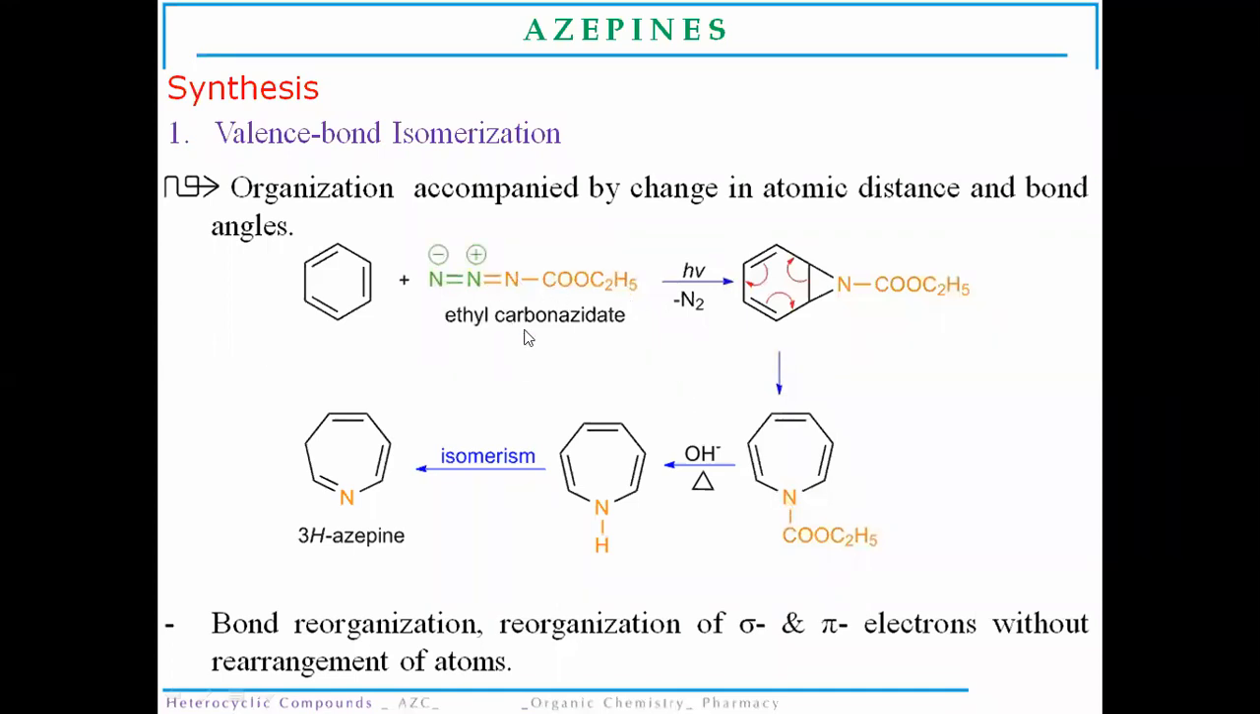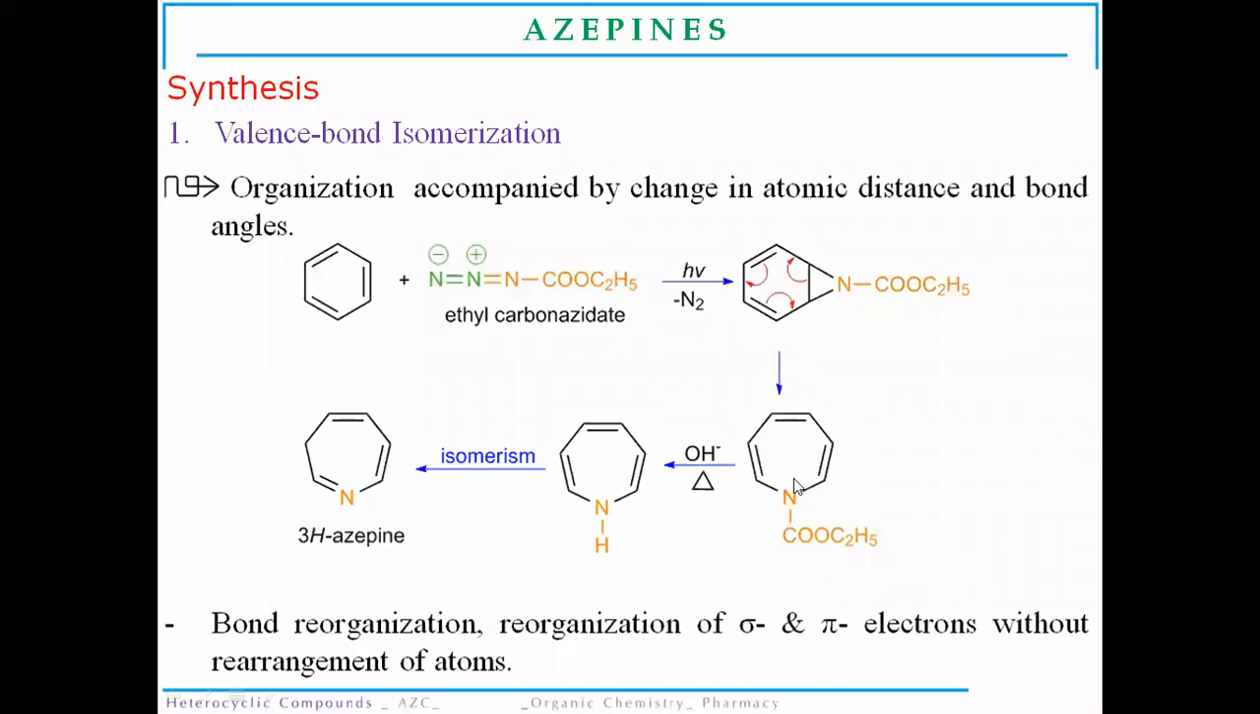When ethyl carbonazide reacts with the benzene molecule in the presence of light, there is removal of an N2 molecule, and the resulting adduct is conjugated with the benzene molecule across one of its double bonds. When it is conjugated across the double bond, a stable structure is formed. This structure is stable because of the presence of an electron withdrawing ester functional group on the nitrogen atom, which stabilizes the ring.